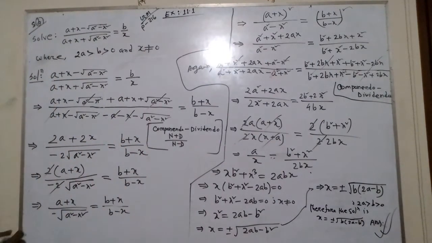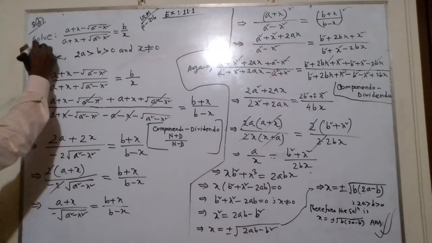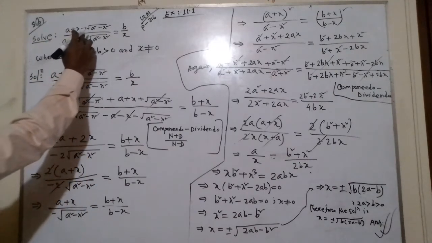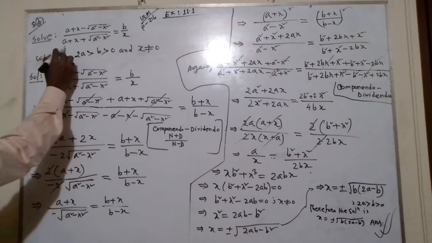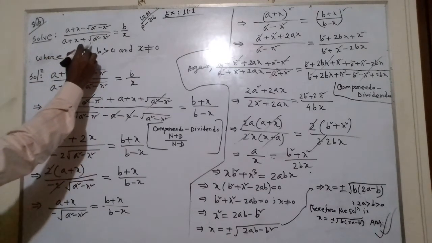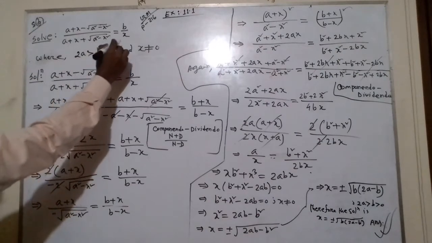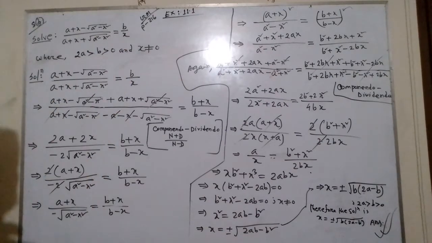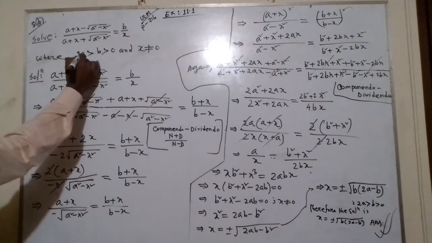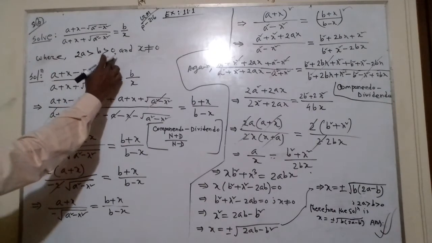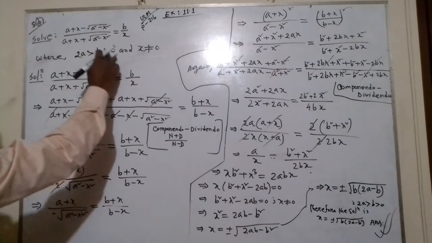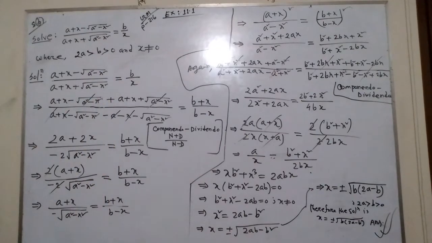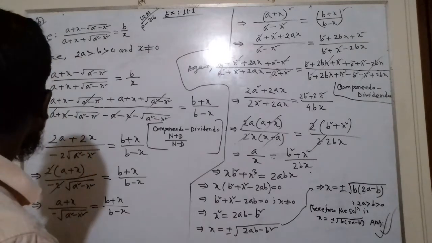Problem 8 of 2b: solve (a plus x minus root over a square minus x square) divided by (a plus x plus root over a square minus x square) equal to b by x, where 2a is greater than b is greater than 0 and x not equal to 0. This is the condition of this problem. So let's start our solution.